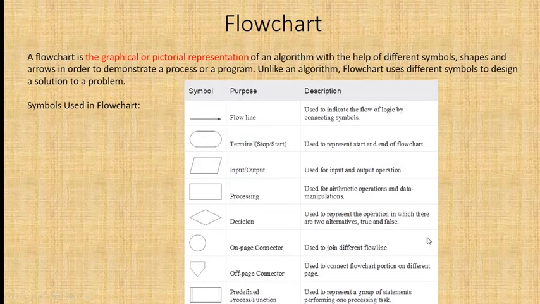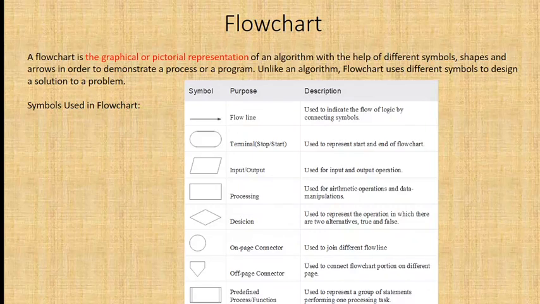Okay, what is a flowchart? A flowchart is a graphical or pictorial representation of an algorithm. In an algorithm we write in text, but in a flowchart we use a chart or graphics to represent our algorithm. So we use different symbols, shapes, and arrows to demonstrate the process of a program.